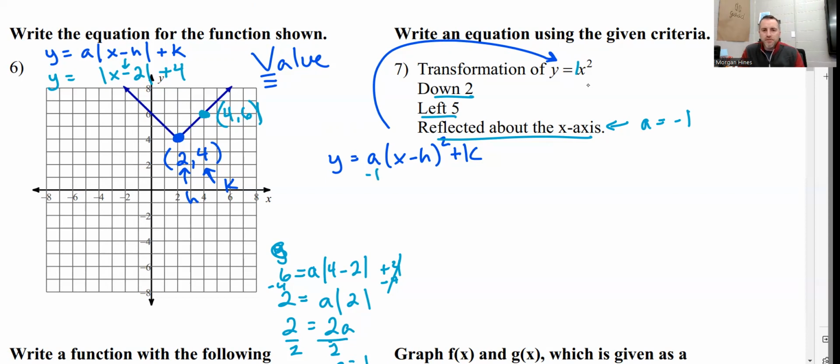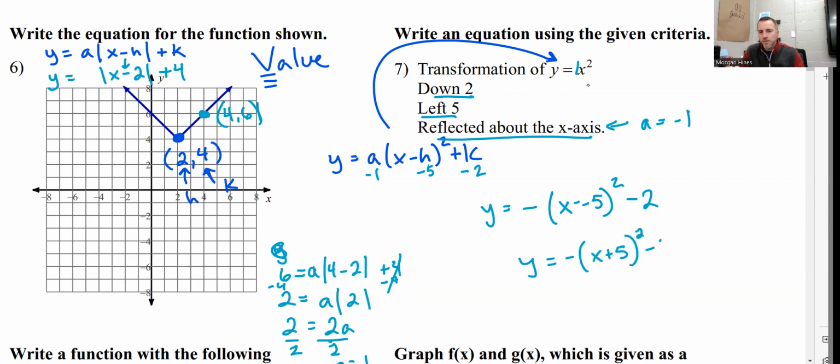If it's moved down 2, that's the k value that shifts up and down, and it's just going to be minus 2. And then left 5 means that our vertex would be over here at negative 5. So h is going to be negative 5. What's that going to do in the equation? It's going to be y equals negative (x minus a negative 5) squared minus 2. So y equals negative (x plus 5) squared minus 2.